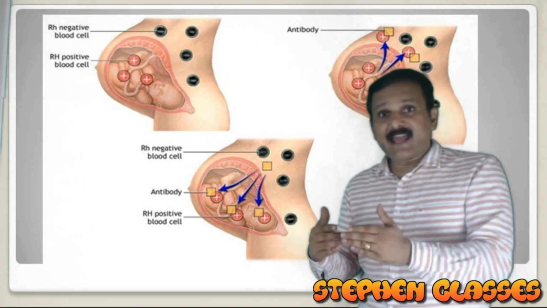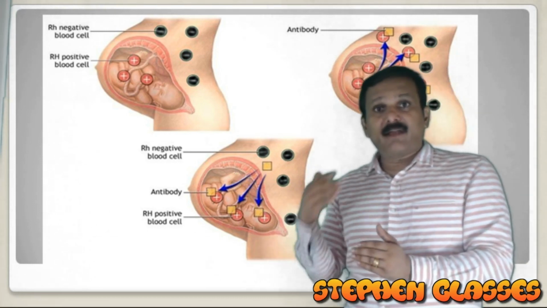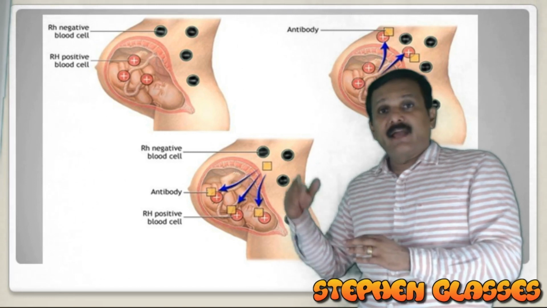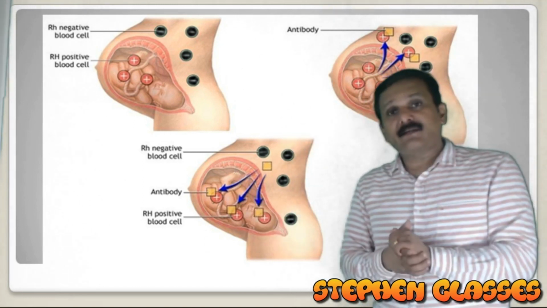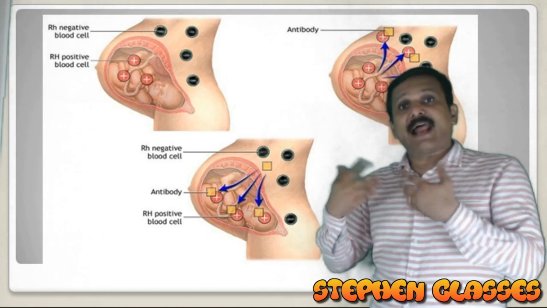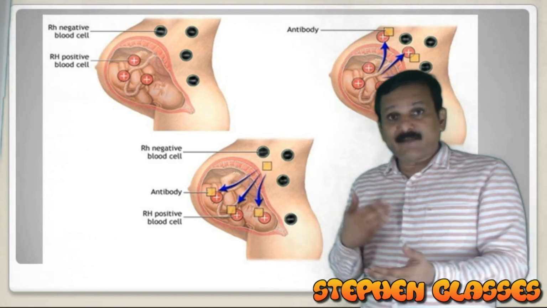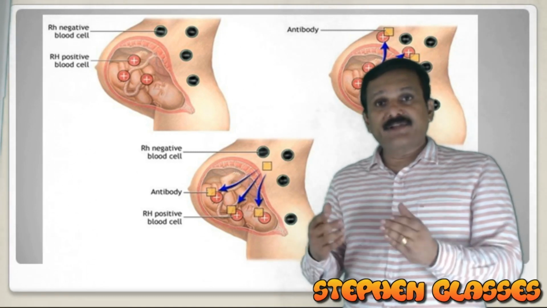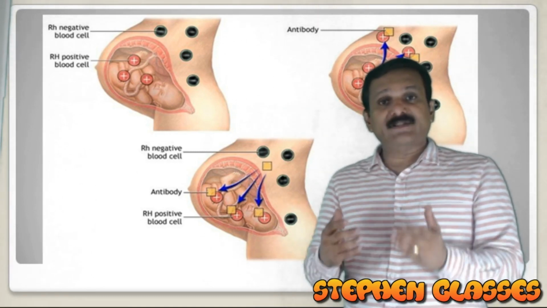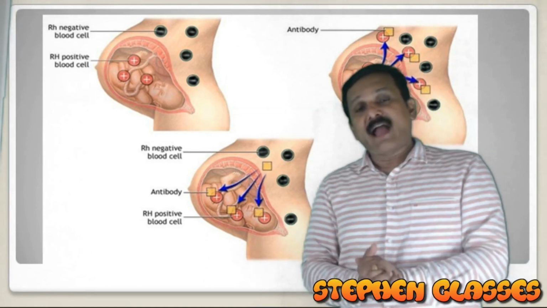So again and again, when there is a delivery or during parturition, the mother will be sensitized with RH antigen and she will begin to produce more antibodies. So the amount of antibodies will increase in the mother and the fetus is going to suffer. All the RH positive fetuses are going to be affected.